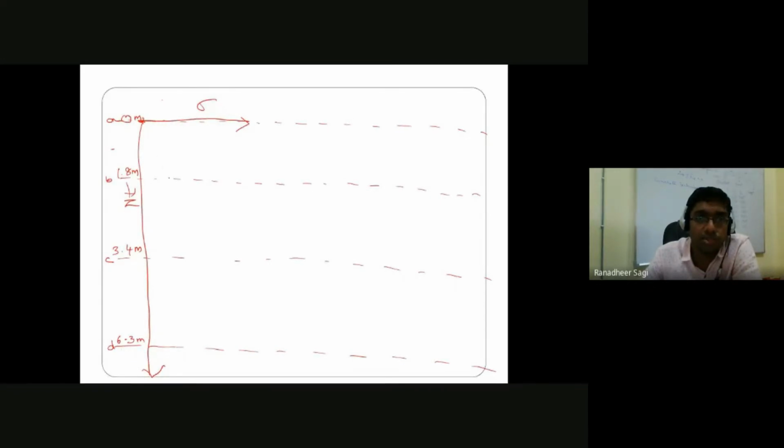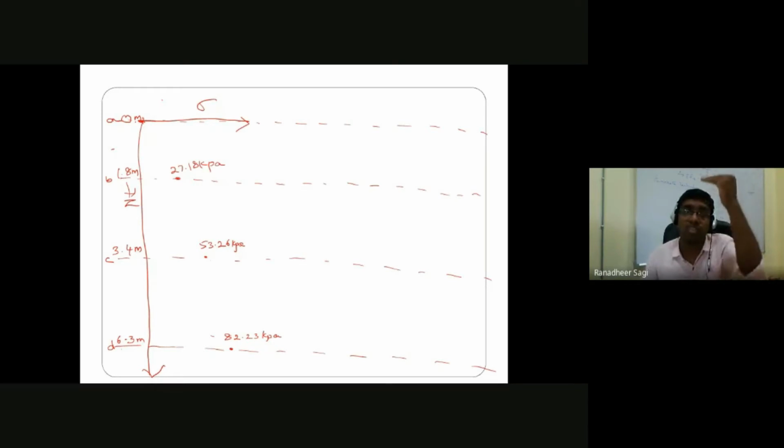And what was the total stress value at depth B? The value is 27.18 kilopascal. And at point C position, 53.26 kilopascal. And at point D position, 82.23 kilopascal. Now, when I want to plot how the variation exists over the depth of the soil strata.